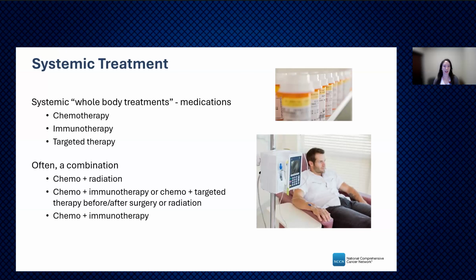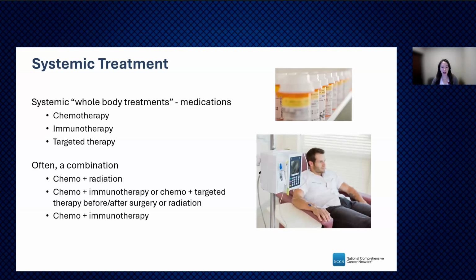So commonly this looks like chemotherapy, drugs called immunotherapy, and some drugs called targeted therapy. A lot of the time, it's a combination. And so again, you saw how many different pathways there are that are really based on your cancer diagnosis, where things are, your past medical history. So a lot of the times we have a combination of chemotherapy and radiation, chemotherapy and immunotherapy, chemotherapy and targeted therapy, before or after a surgery or radiation.